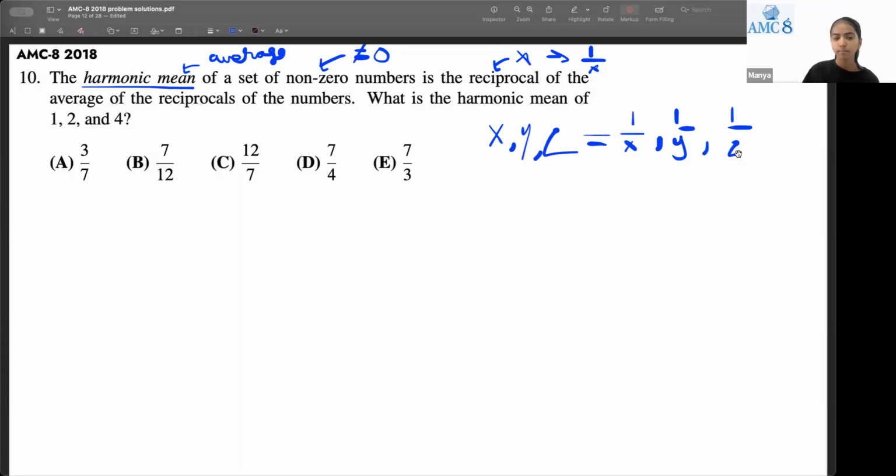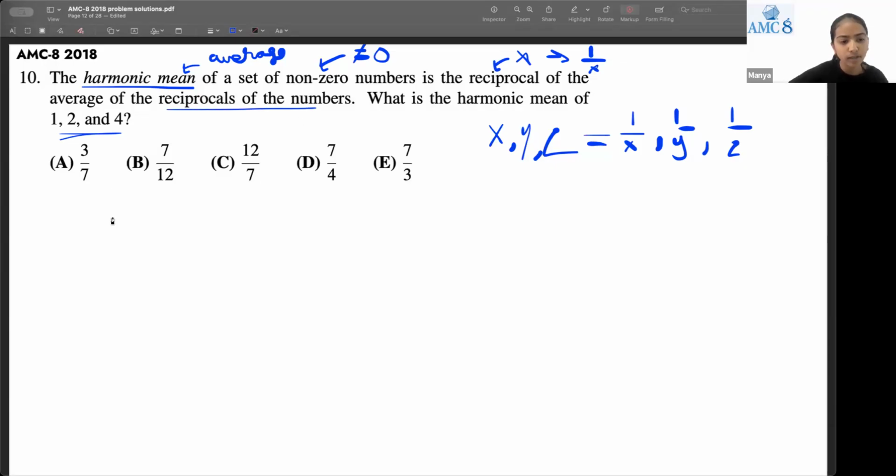This is just a reciprocal. So what is the harmonic mean of the numbers? So we need to first, they gave us the numbers right here. X, Y, and Z is just an example. So they gave us the numbers right here. So first we need to find the reciprocals of the numbers.